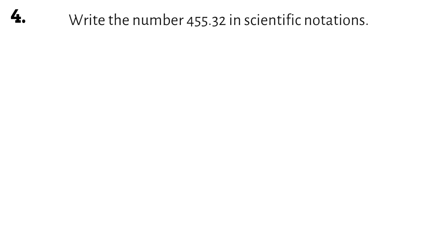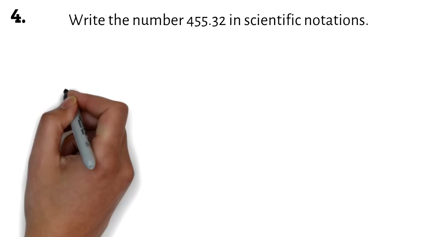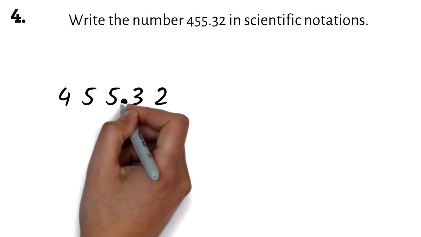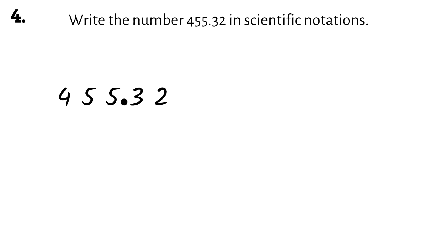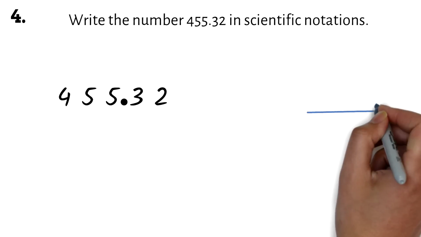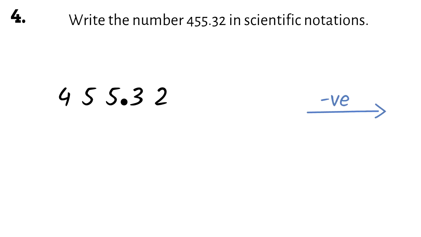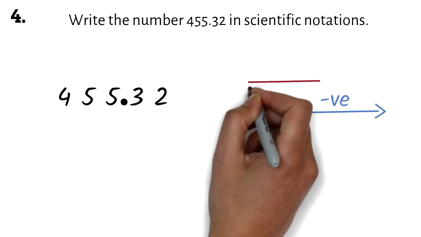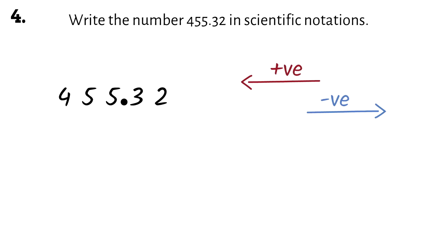Question 4. Write the number 455.32 in scientific notation. To write in scientific notation, we have to move the decimal behind the first non-zero number. Then multiply the new number by 10 exponent the number of times we moved. If we move to the right, then we have a negative exponent. If we move to the left, then we have a positive exponent.